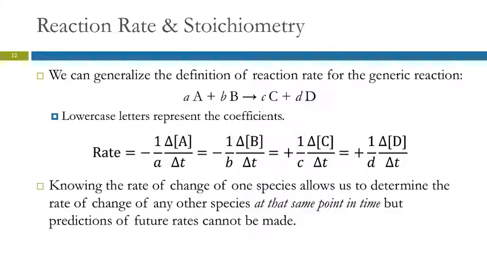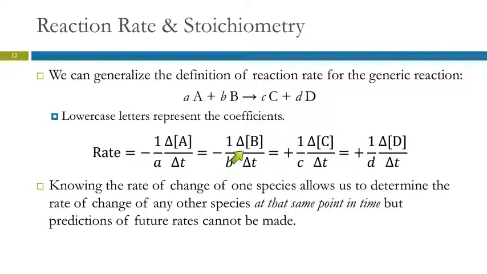We can generalize the definition of a reaction rate for a generic reaction. So here, we've got A plus B reacting to form C plus D, and we've got these lowercase letters in here as the coefficients, because they could be 1, they could be 5, we don't know. So we're making this out of variables so that it applies to all sorts of different things. So we could say that the rate of this equation is equal to minus 1 over a, the coefficient on this reactant, times the change in concentration of that reactant divided by the change in time.